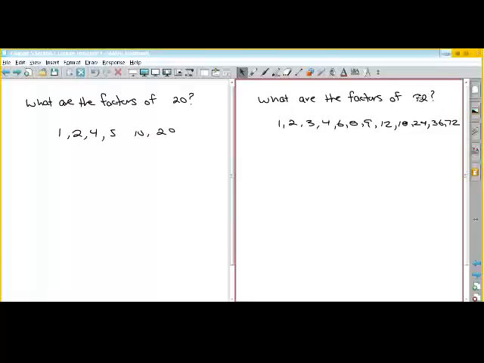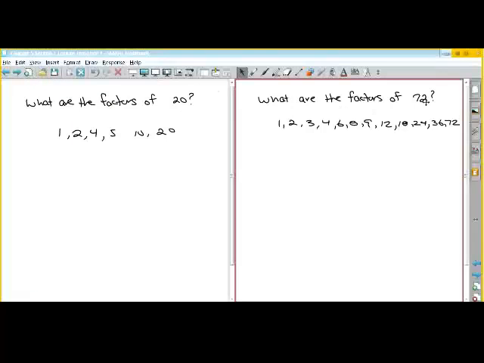5. You can't divide 72 by 5 because it doesn't end in a 0 or 5. And then I try 6. Can I divide 72 by 6? Yes. The answer is 12. 7's not going to work. I go to 8. 72 divided by 8 is 9. And you can see there's no more numbers in between, so I'm done. And I get my entire list of factors. So that's the way I would suggest you do it.